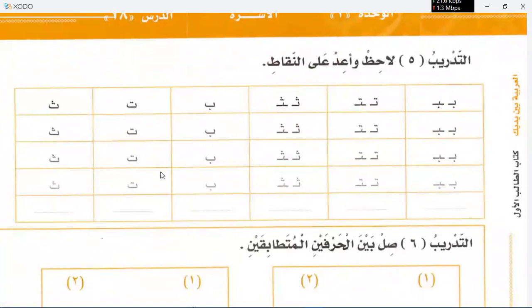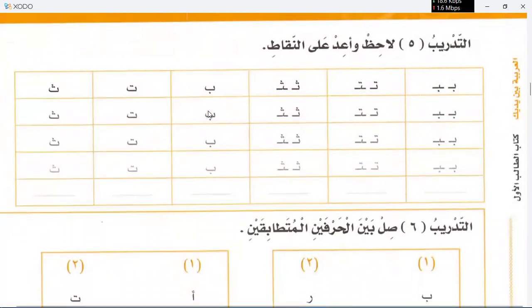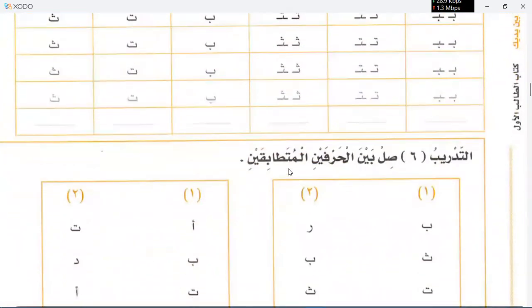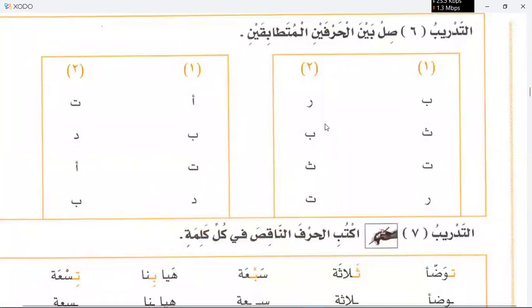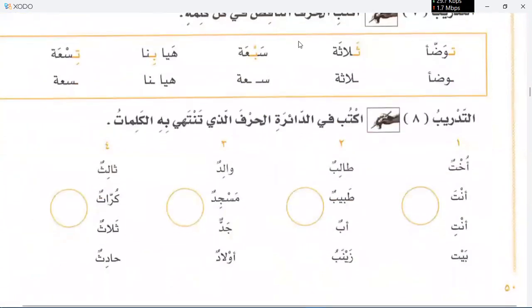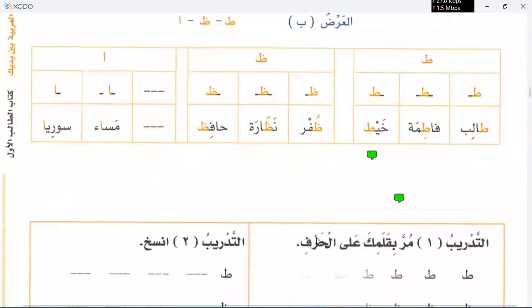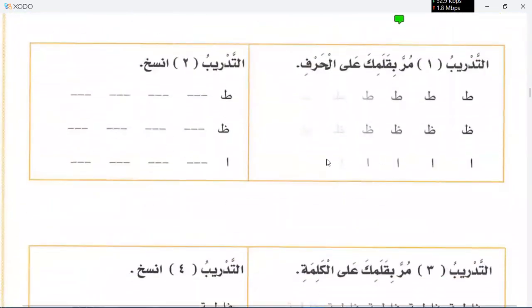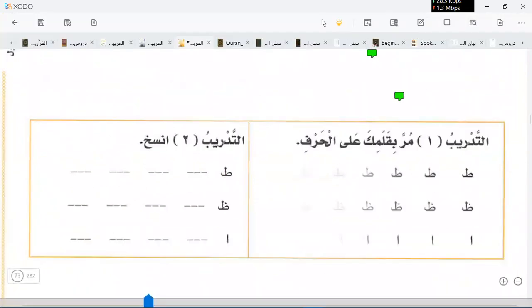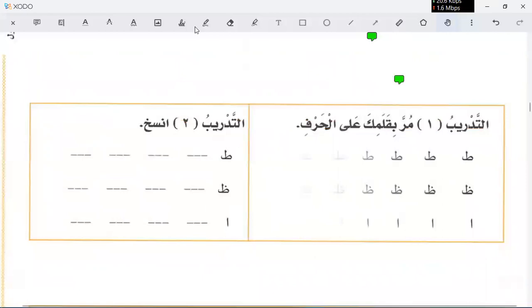Tadribul Khamis Lahid Wahid Alan Nukad. Note and pass your pen on the dot. So you just pass your pen on these to improve your writing. No need to do this question. No need to do this one as well. Here again, you will pass your pen on these letters to improve your writing. And then you will practice some writing skills here.